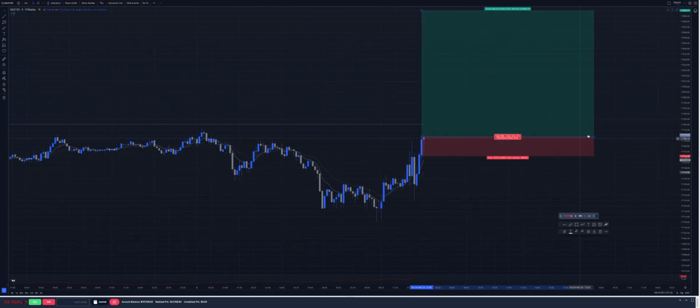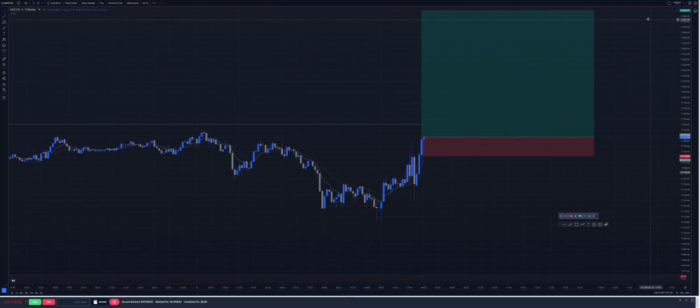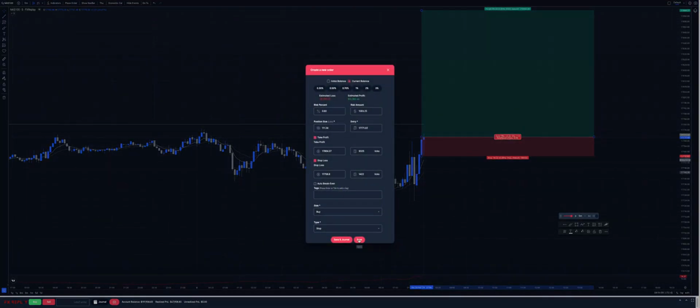Yeah, that's funny. So a stop this size would have worked. I thought it was way too big, but no. This is a completely valid entry, actually. So I wouldn't even have gotten stopped out.